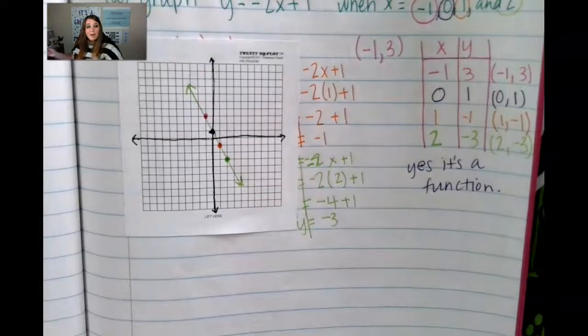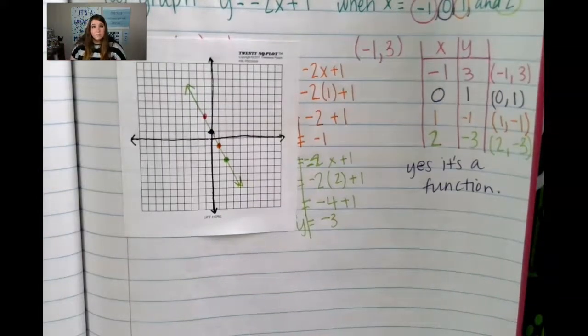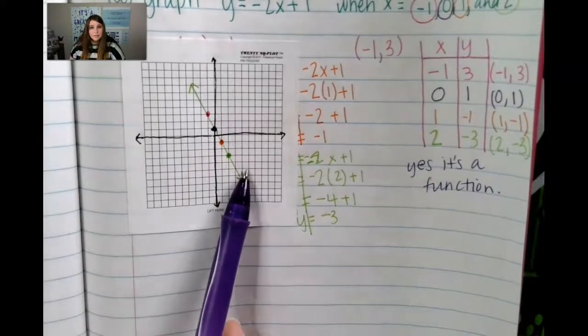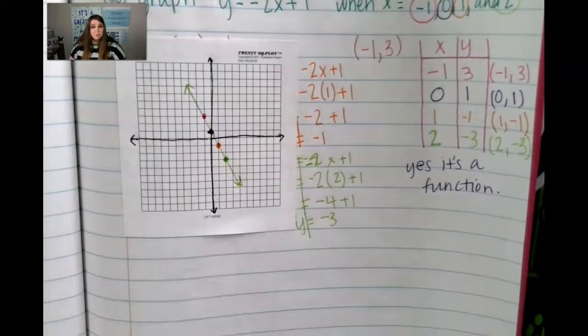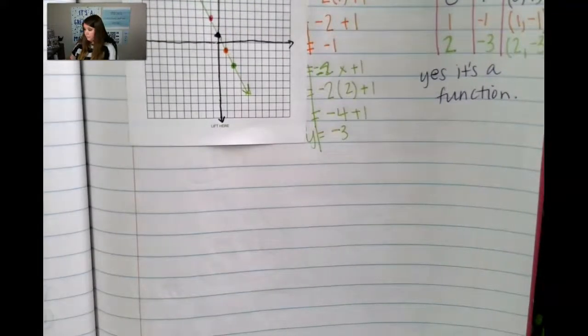Okay, so we have a couple different things that we're putting into this process. You are solving by using substitution, creating ordered pairs. From your ordered pairs, you're then plotting the dots and connecting them to determine if this is a function or not. Okay, let's do another example.